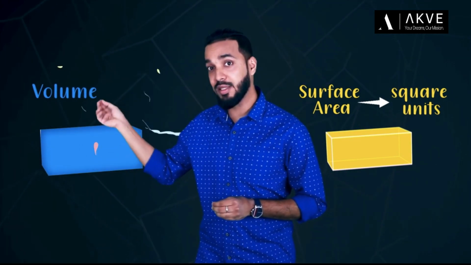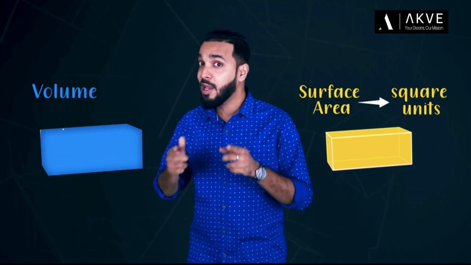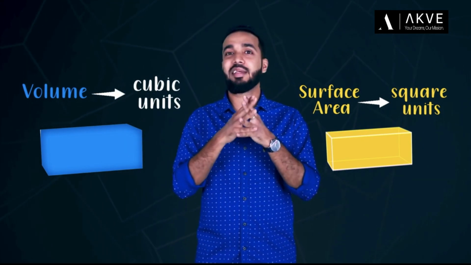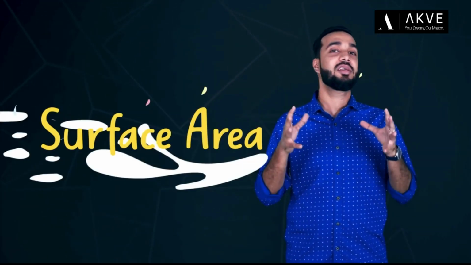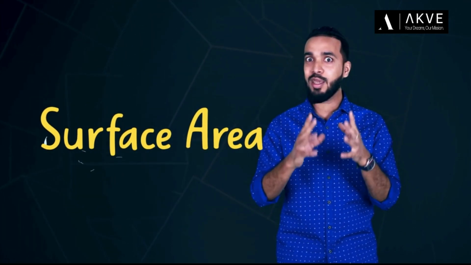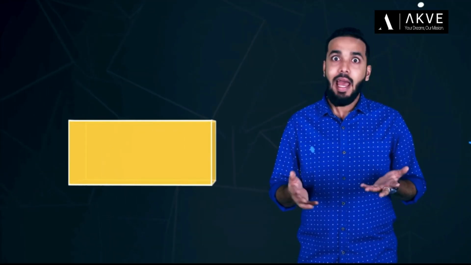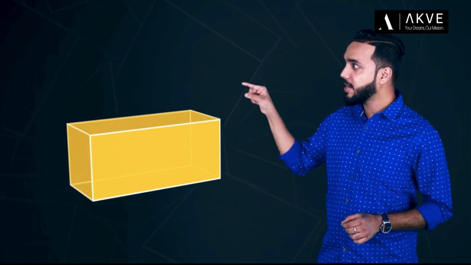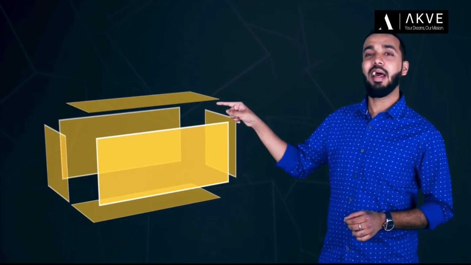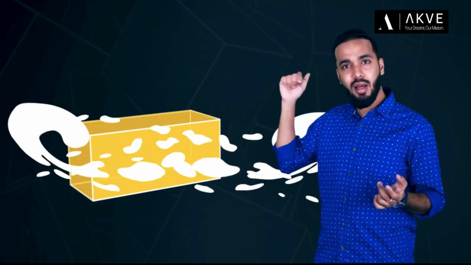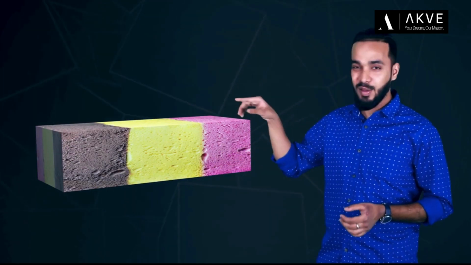The 3D space occupied by the 3D figure is measured in cubic units. So now that your basics are clear, let's move on to understand how to find the surface area of some common 3D figures. Let's begin with a cuboid. As we already know, a cuboid is just a solid which has 6 rectangular faces at right angles with each other, like the ice cream block we were discussing a while earlier. Clearly, it is a cuboid.